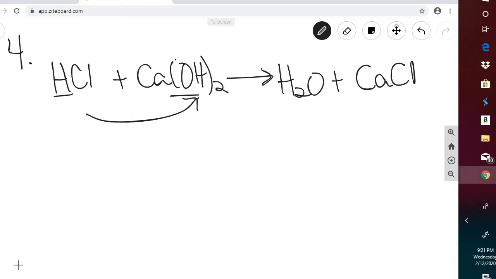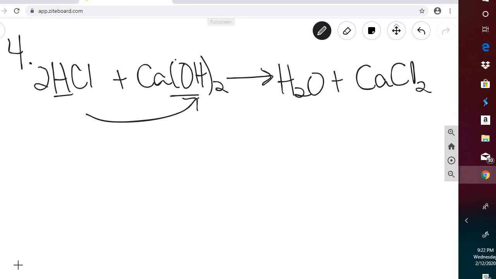And we look at the charges. The charge on calcium is a +2. The charge on chlorine is -1. Switch the charges, so that 2 is going to be with the chlorine, so it's going to be CaCl2.